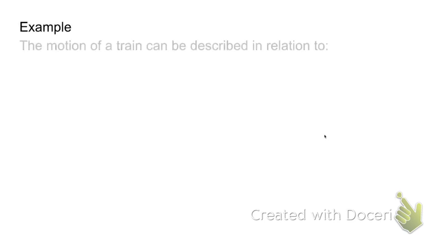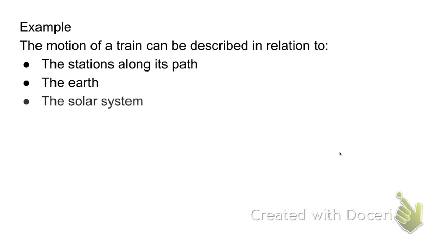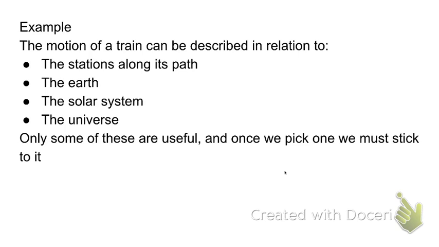So, for example, if we're looking at a train and this train is moving, some of the different frames of reference we might look at are the stations that it's passing by. Okay? So we could compare its motion to the stations. We could compare its motion to its location on the surface of the Earth. We could compare its motion in the solar system. Or just the known universe. But only some of these frames of reference are useful. And once we pick one of them, then we have to stick with it.